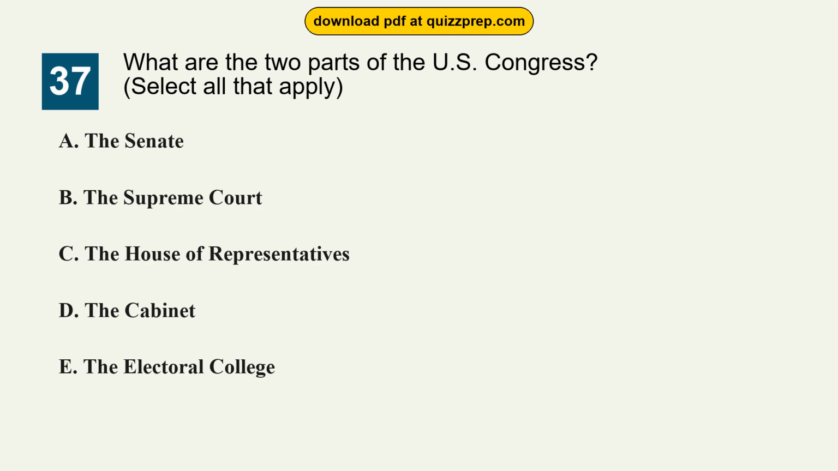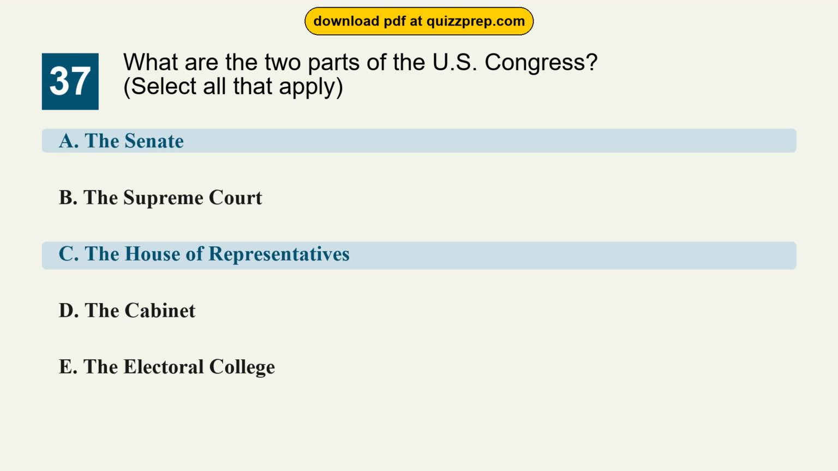Question 37. What are the two parts of the U.S. Congress? Option A, the Senate. Option B, the Supreme Court. Option C, the House of Representatives. Option D, the Cabinet. Option E, the Electoral College. The correct answers are options A and C, the Senate, the House of Representatives.